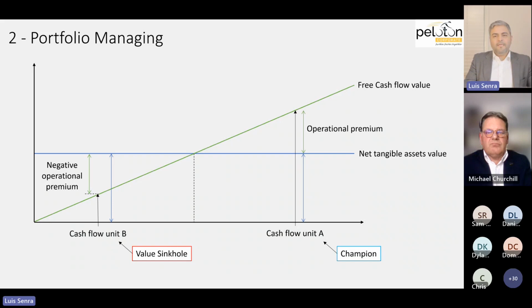The good thing here is that if we have champions, we know how to create value. If we have sinkholes, we know how to create value. Usually, the strategy that is just to liquidate sinkholes, we are going to call liquidation play, and we are going to talk further about this play in a minute. And if you have a champion, then you go through the most important growth strategy, that is the replicate play.